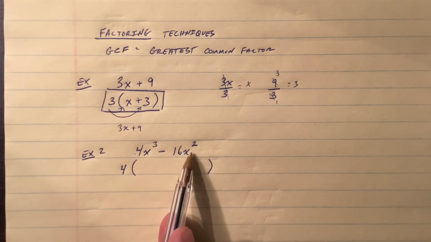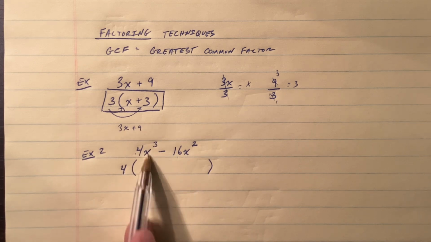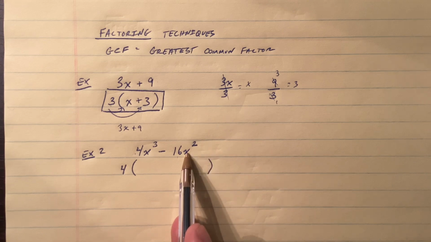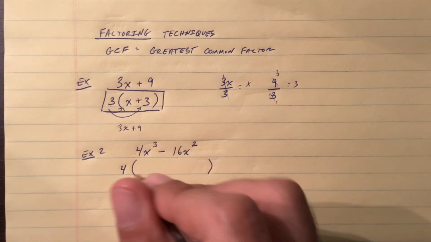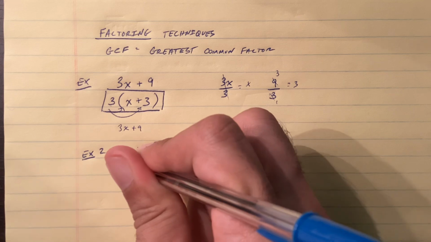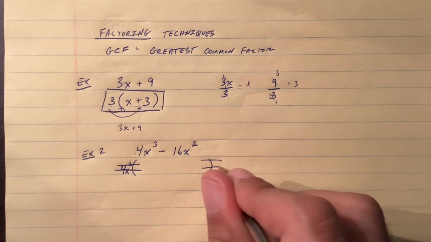Let's see. Now the x's, the variables. There are 3 x's here, x cubed, x times x times x. There are 2 x's here, x times x. What do they have in common? They share 2 x's. And I should have left a little bit more room here. 4x to the second. You know what? We're going to rewrite this.